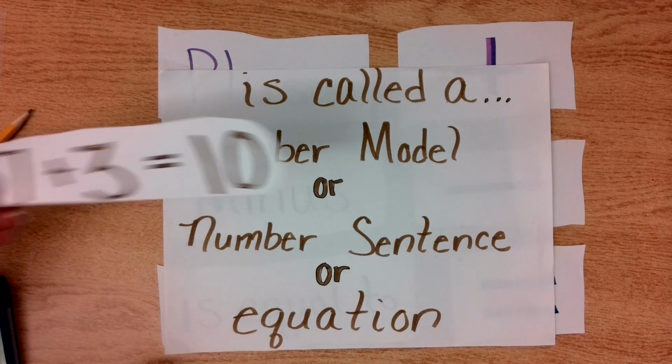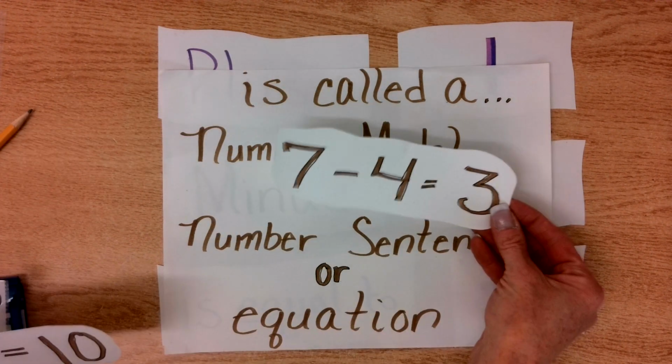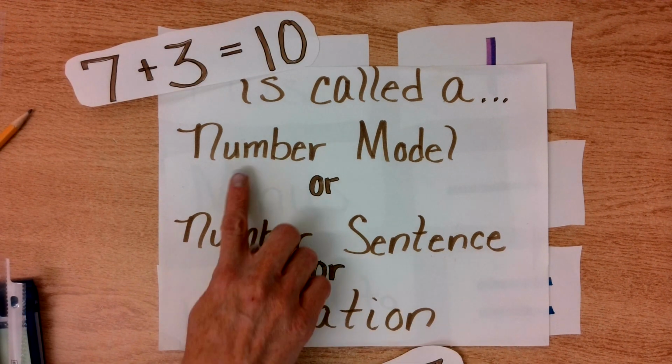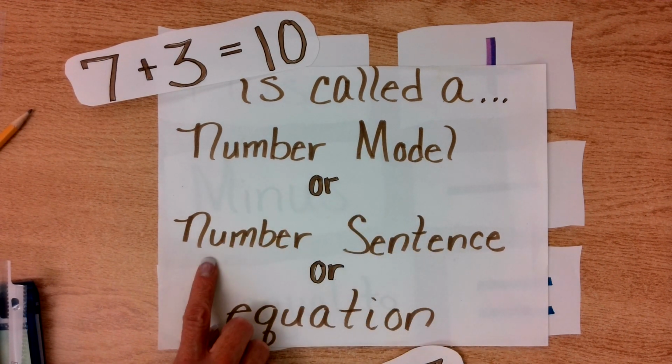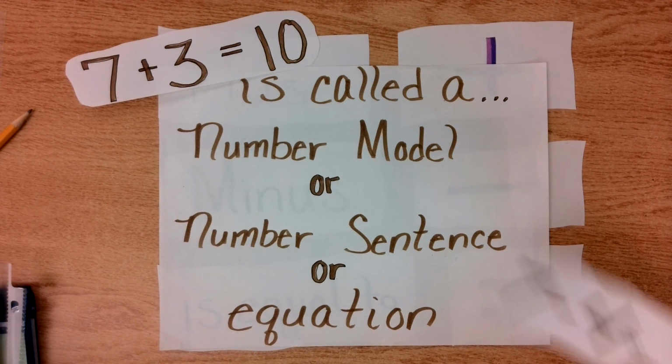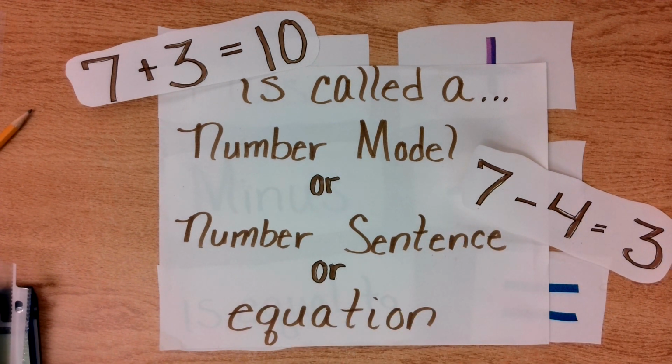Okay, and then we also have something like this: 7 plus 3 equals 10, or 7 minus 4 equals 3. These are called a number model, or number sentence, or an equation. So when you're doing math and the math problem says write a number model to go with the word problem, these are what they're talking about. It's something plus something equals something, or something minus something equals something. Okay, I'm saying something because these numbers can change.